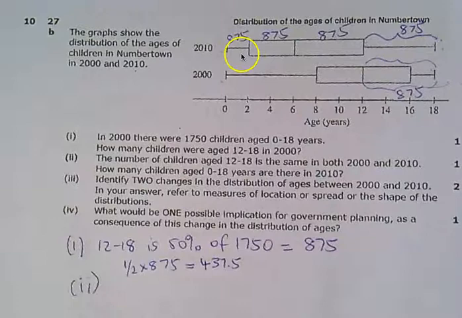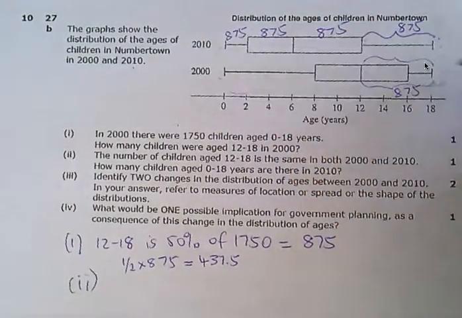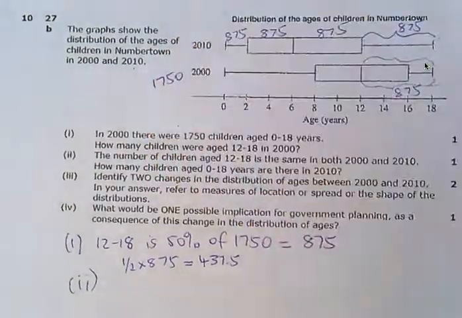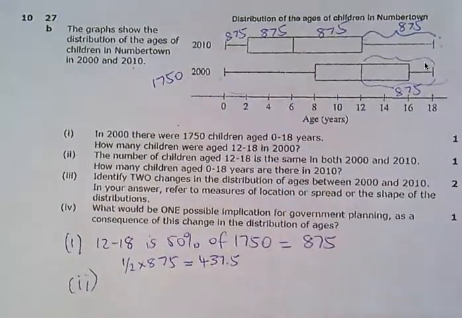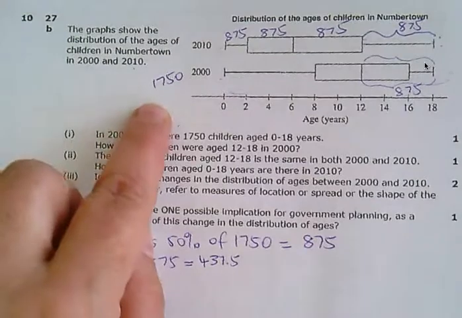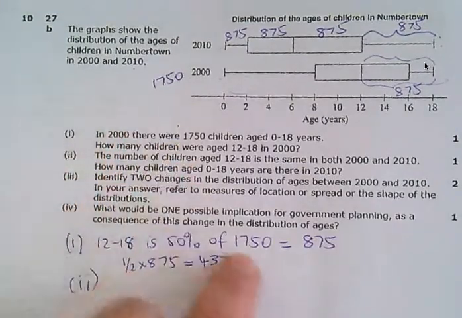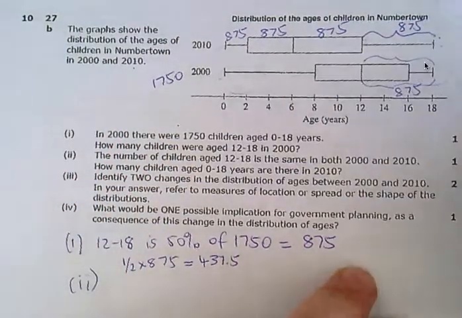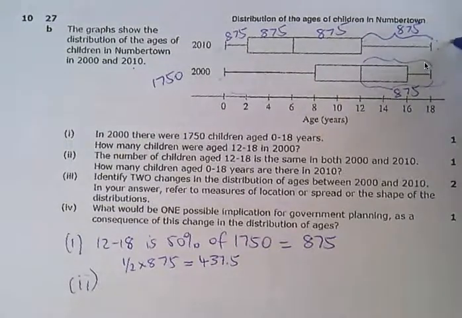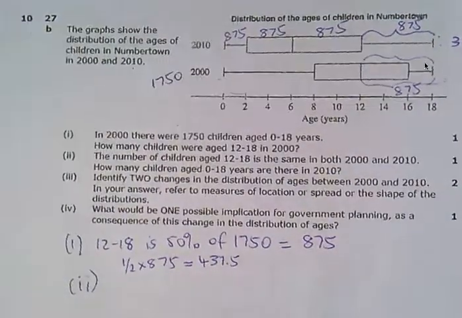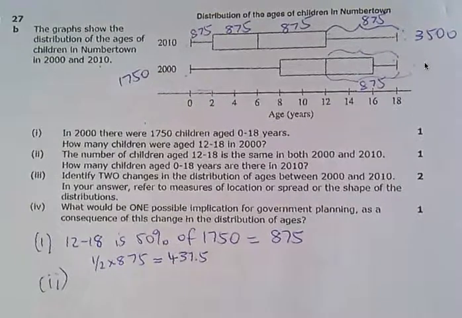So now, remember, this whole graph was only 1,750 people. Well, now it's 875 times 4, which is 3,000 something. What's 1,750 times 2? 3,500. Can you do 875 times 4? Yeah, it's 3,500. So it's double. The population's doubled in those 10 years. Can you see that? In that age group, 0 to 18.